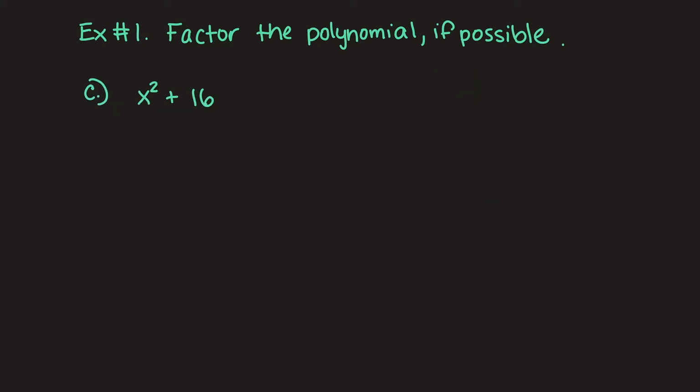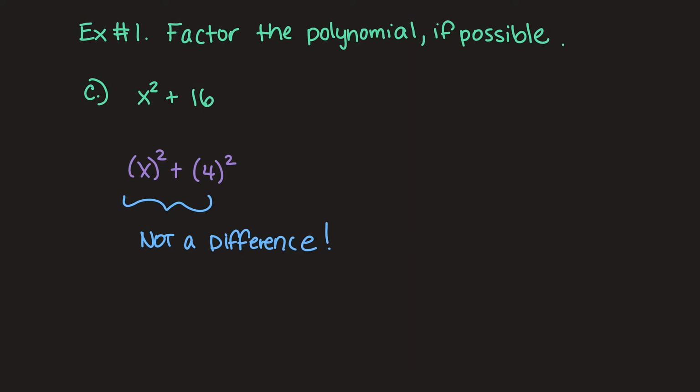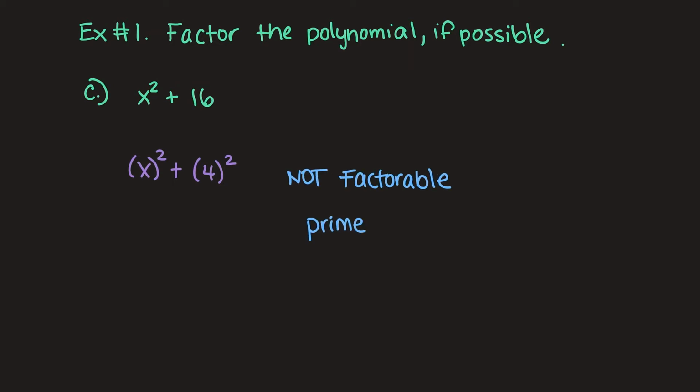For the next example, we also have a binomial, so we want to see if this is a difference of two squares. The first term is a square, and so is the second term, since it can be written as 4 squared. But this is not a difference, therefore our formula does not apply. This binomial cannot be factored, so we can say that it is not factorable or prime.